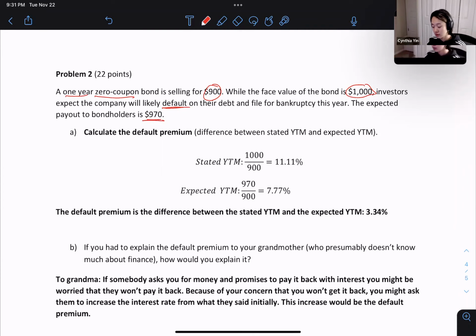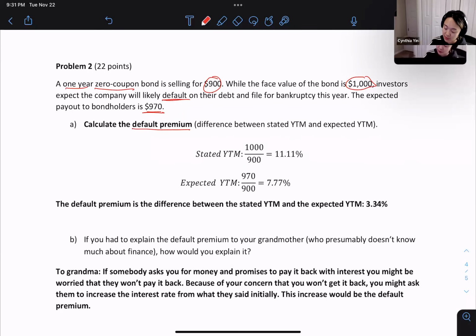In other words, the issuer promised you $1,000, but maybe you did some rigorous research or you have some insider information, and you know the firm is not actually doing well. So you are going to face the risk of default, meaning that you don't collect the promised face value of $1,000. You only collect $970, which is lower than your expectation. Calculate the default premium.